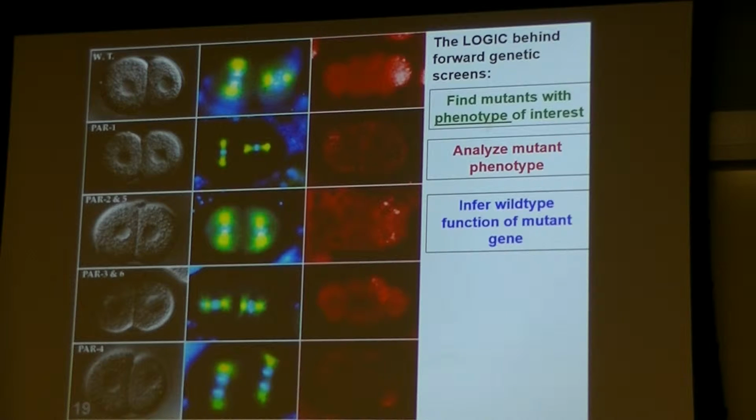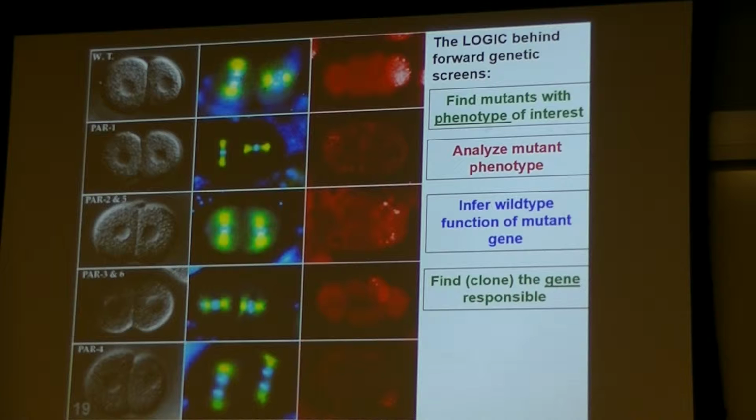Then, based on what goes wrong in the mutant, we would infer what should have happened in the wild type. And so we begin to build up a story of this is what should happen in the wild type case with this timing and this spatial configuration.